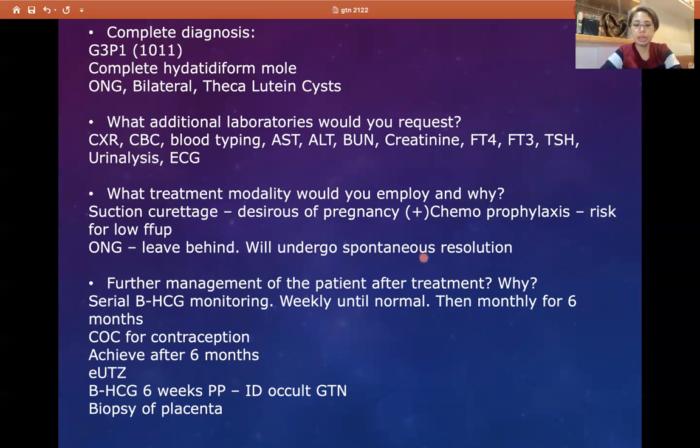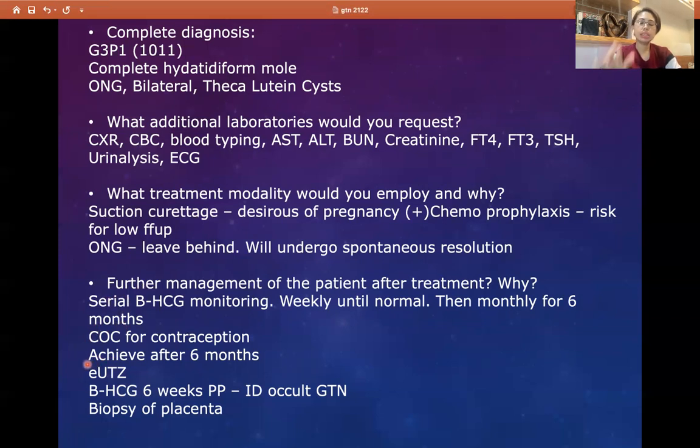Further management of the patient after treatment: surveillance with serial beta HCG monitoring weekly until normal, average 56 days, then monthly for the next 6 months. Again, combined oral contraceptive for contraception.